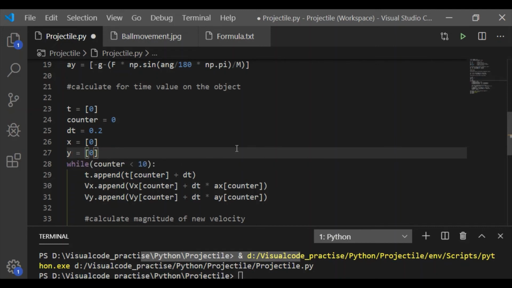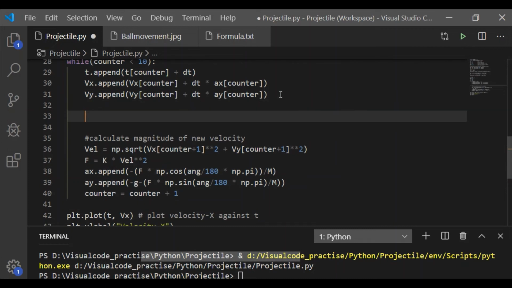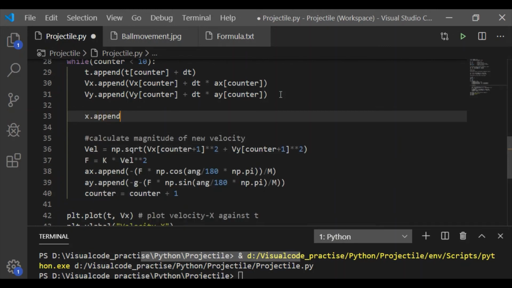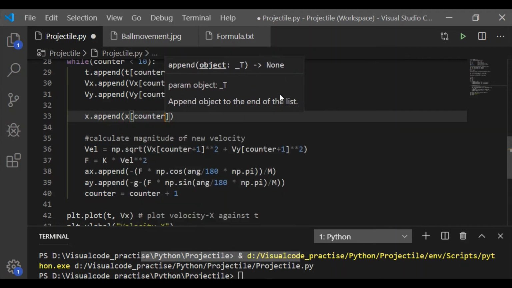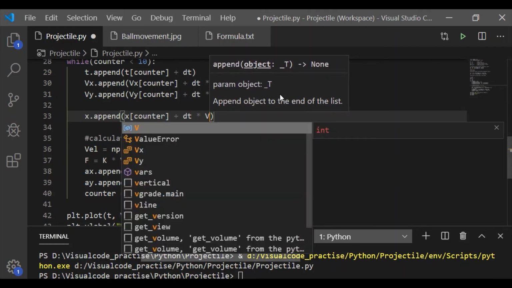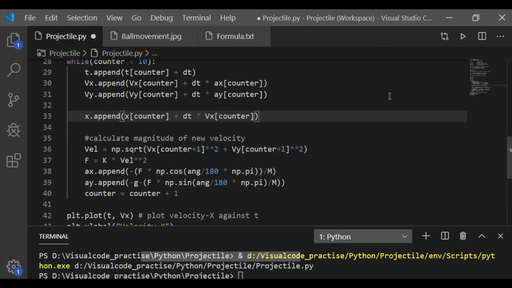along x and y axis. Let us have lists x and y initialized to 0, and for every velocity v, let us calculate its x and y values and append them to lists x and y. So the x.append method appends the x value, whose list takes the counter as the index, incremented by delta t times the velocity of the x component.